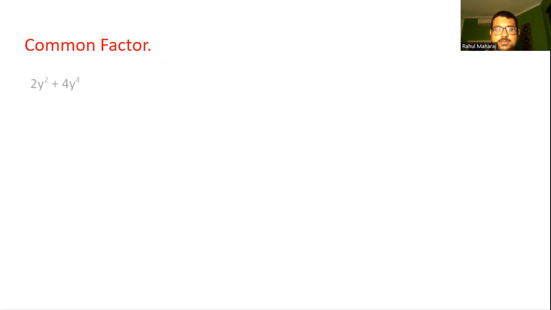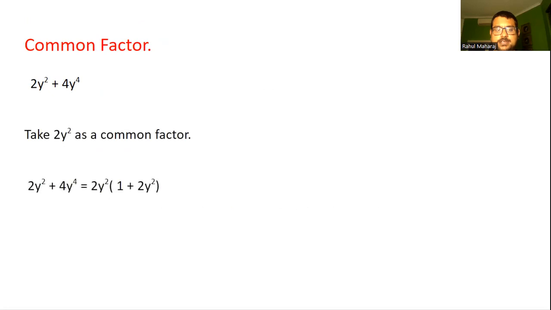Let's do another example. 2y squared plus 4y to the power 4. We can take 2y squared out as a common factor, and that will give us 2y squared into 1 plus 2y squared, because 2y squared divided by 2y squared gives us a 1, and 4y to the power 4 divided by 2y to the power 2 gives us a 2y squared, if you recall your laws of exponents.